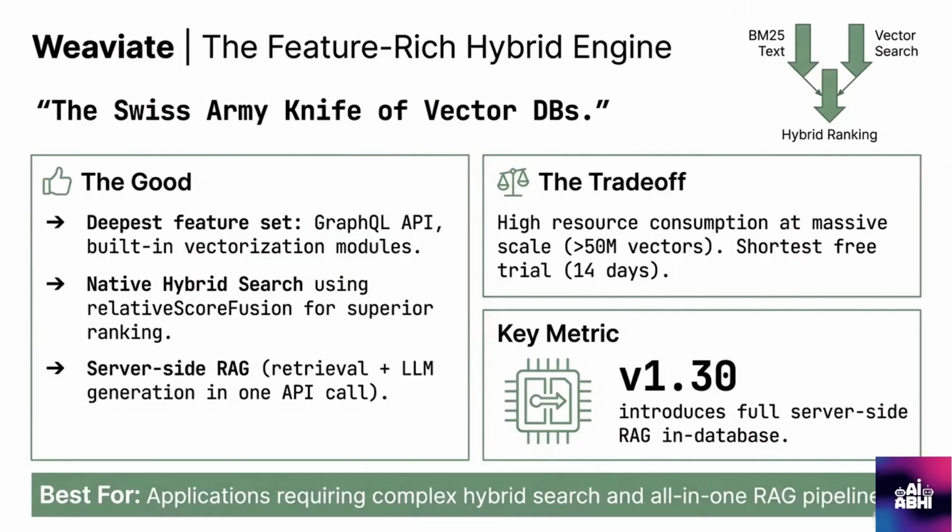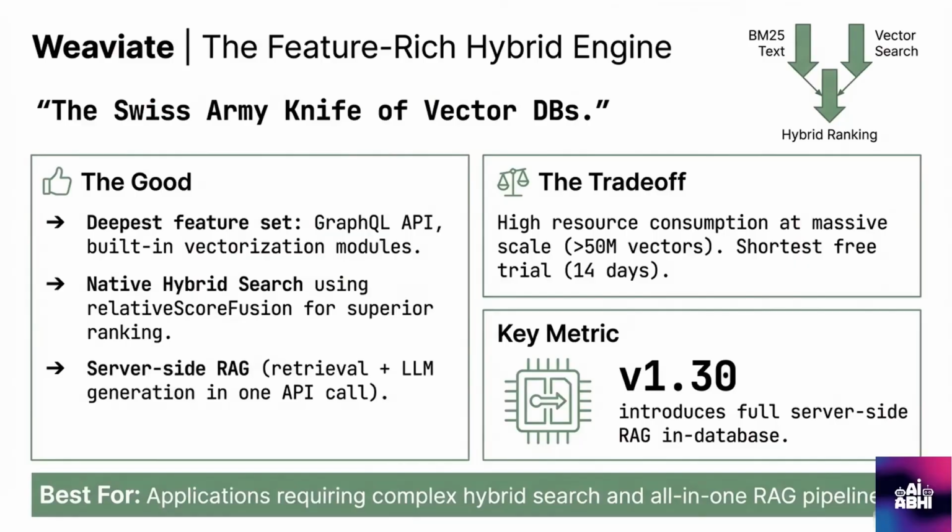Native hybrid search is the big one. Weaviate runs BM25 and vector search in parallel, and uses a fusion algorithm called relative score fusion. Unlike the standard reciprocal rank fusion, it preserves the original score magnitude, which can give better ranking. You control the balance with a single alpha parameter.